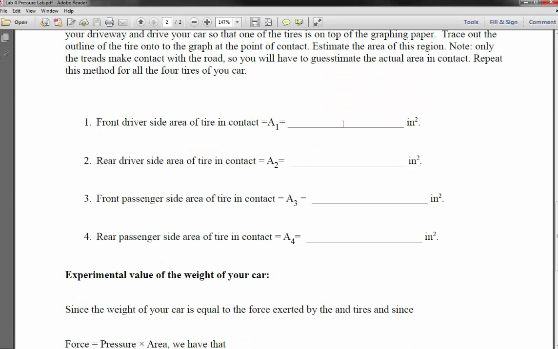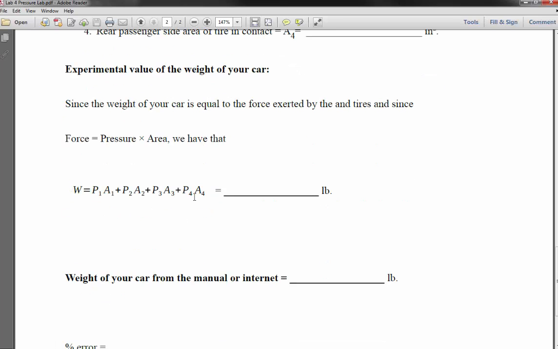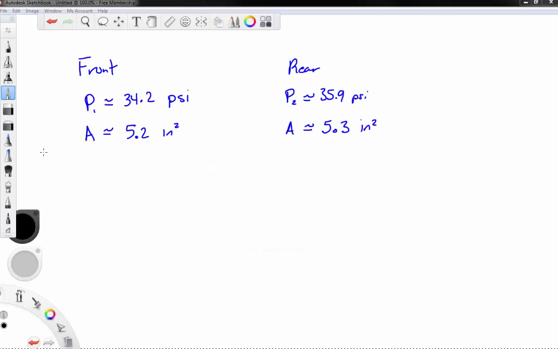And then scrolling down for the area, these areas would be 5.2 and 5.3. These two would be 0 and 0 because, again, there are no other tires. So since force is pressure times area, we can find what the total weight is. So let's put that in.